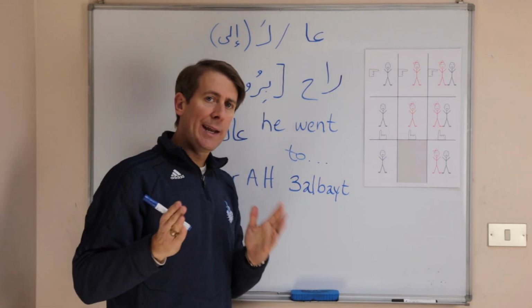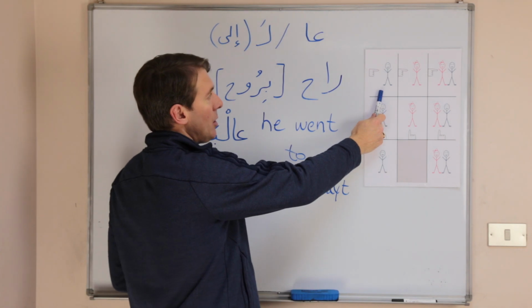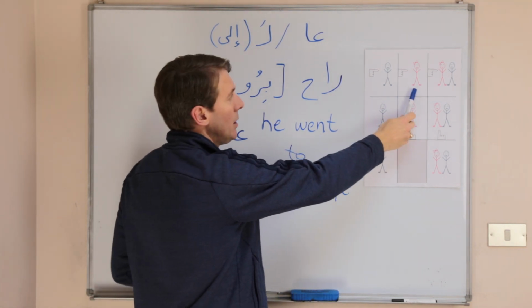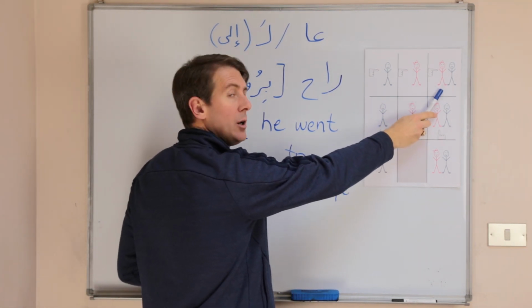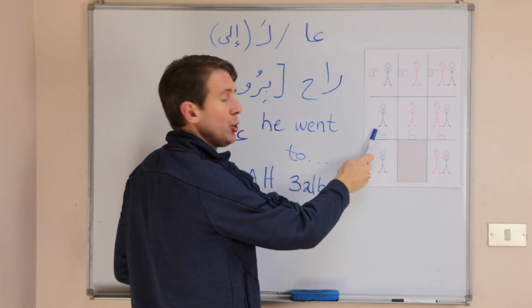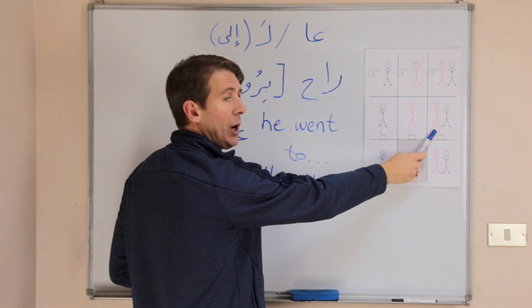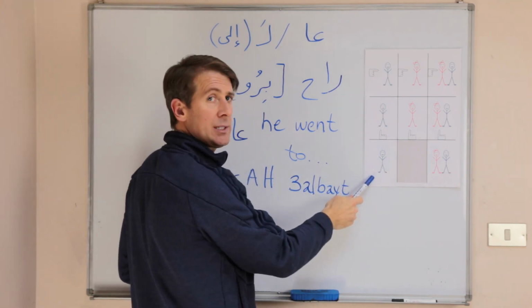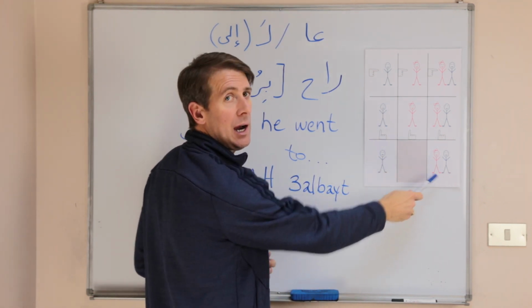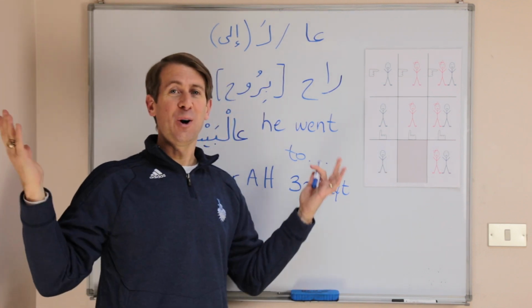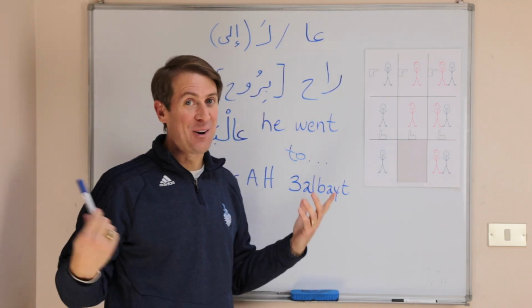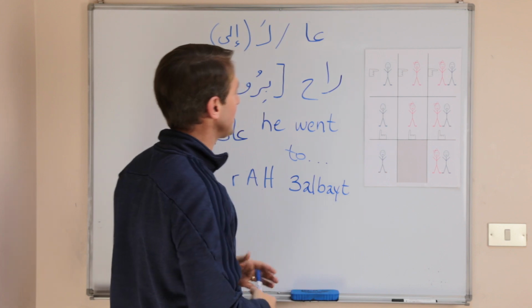So, here, let's conjugate it out, all right? raaH al bayt. راحت على البيت راحوا على البيت رحت على البيت رحتي على البيت رحتوا على البيت رحت على البيت رحنا على البيت. So we're all going home, or we already went home. All right, so that's how that works.